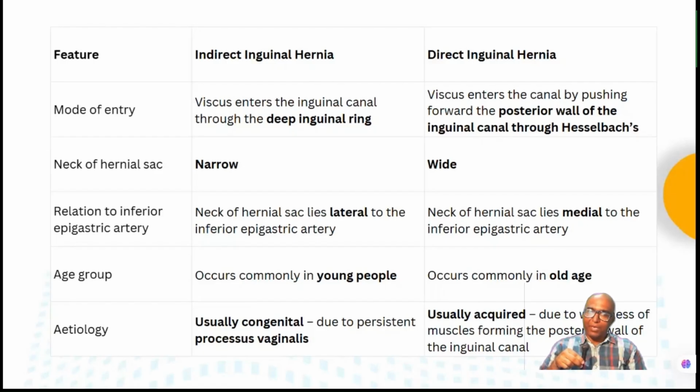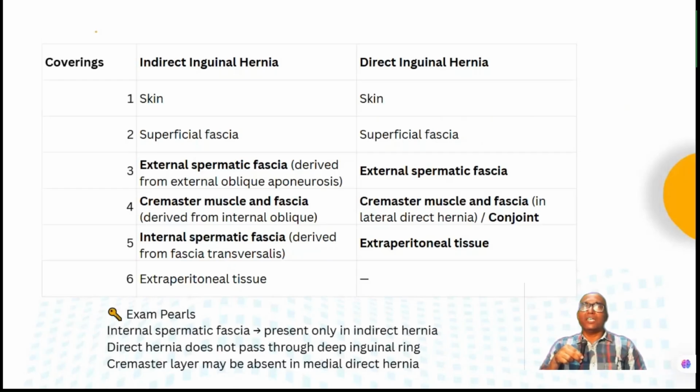It is seen in young people, and the reason is generally that it can be congenital due to the persistent processus vaginalis. While in direct inguinal hernia, the viscera will enter the canal by pushing forward the posterior wall of the inguinal canal through the Hesselbach triangle. The neck is wide. Okay, the neck of the hernial sac will lie medial to the inferior epigastric artery. It occurs commonly in old age. It is usually acquired due to weakness of the muscles forming the posterior wall of the inguinal canal. Okay, so that is the difference between the indirect and the direct.